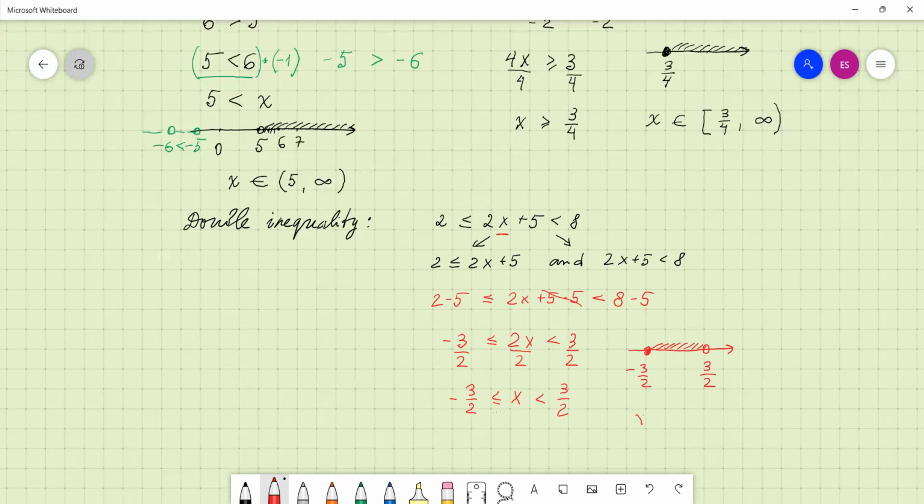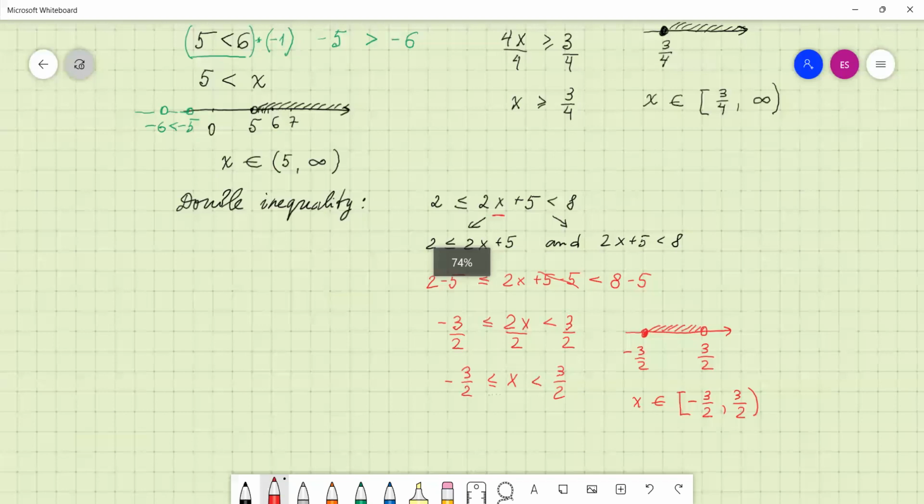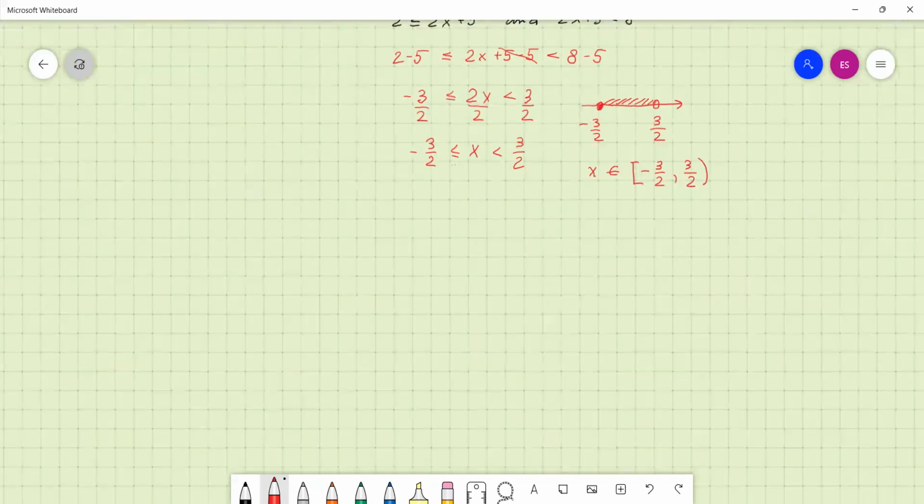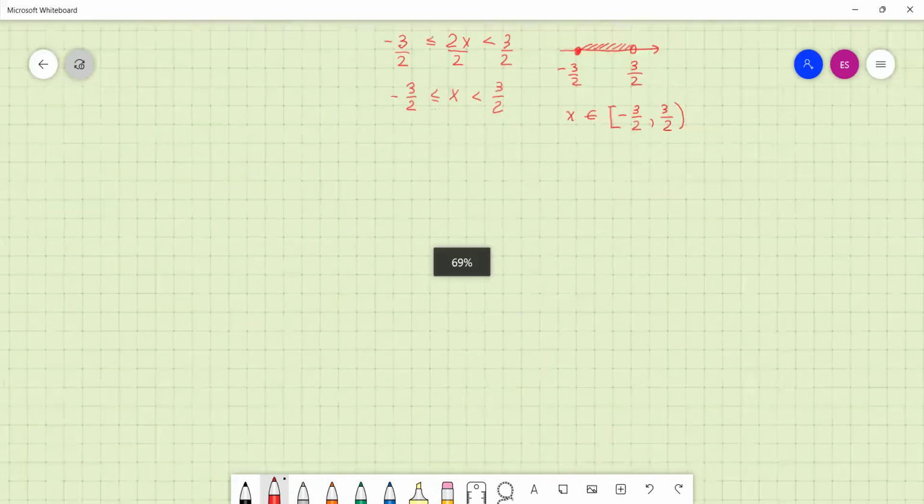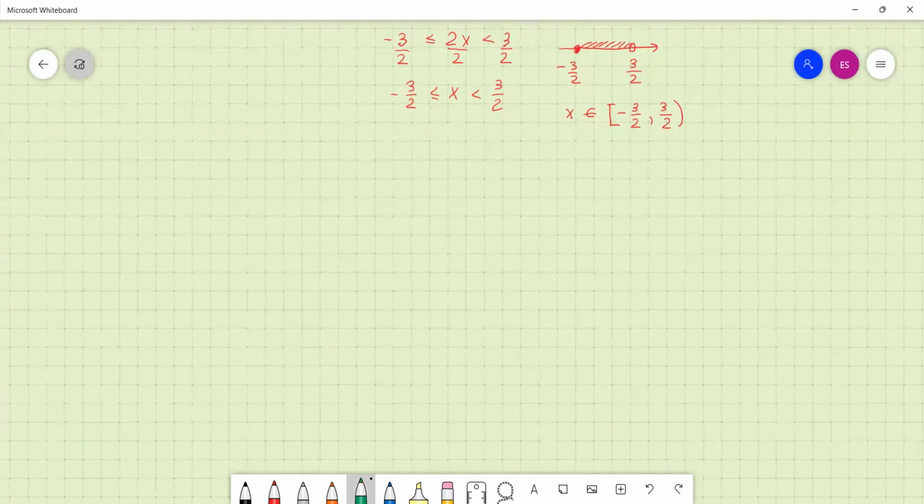And the final touch, write down the final answer in interval notation. Square bracket, and we are going to start with the very left side of the inequality, -3/2. And then 3/2 on the right and a parenthesis, because this bubble is not colored. Well, that's going to be the final answer. Okay, good. So we know how to solve one inequality, we know how to solve double inequalities. Let's move on to the next topic, which is called nonlinear inequalities.